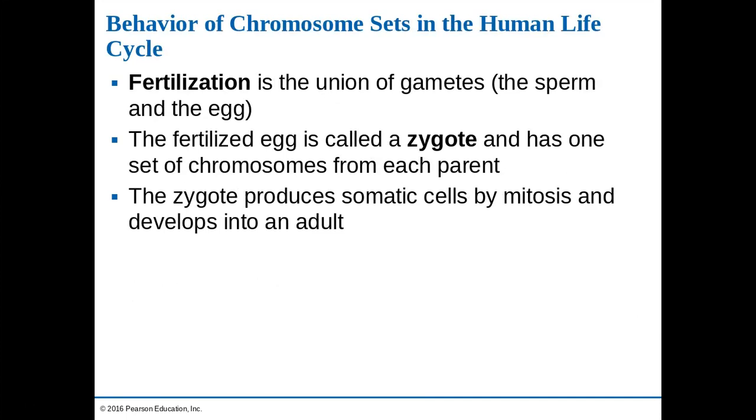Fertilization is the union of those gametes, when the sperm and the egg come together. And once the egg has become fertilized, we call it a zygote. And that zygote should have one set of chromosomes from each parent. The zygote then continues to divide by mitosis and develop into an adult with a bunch of somatic cells.